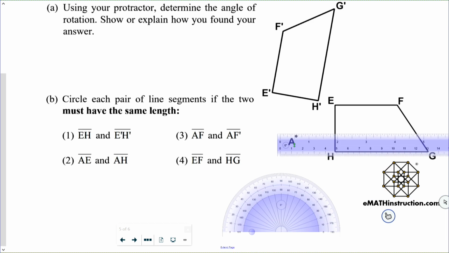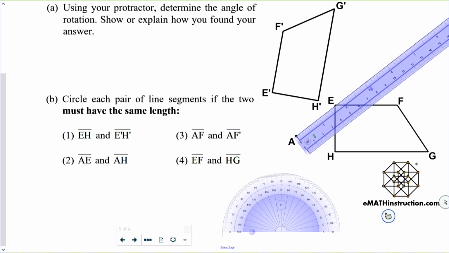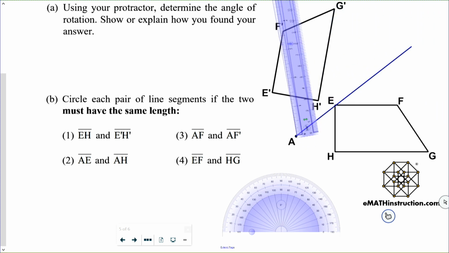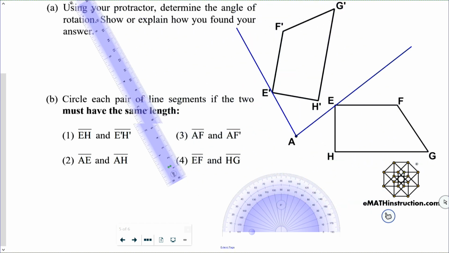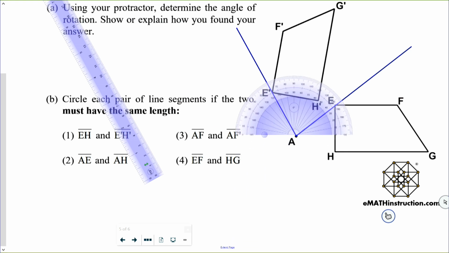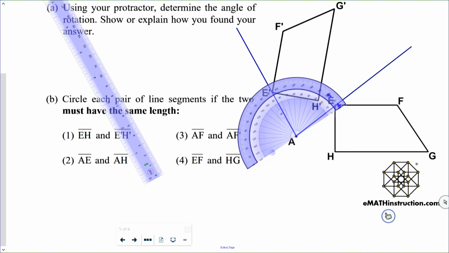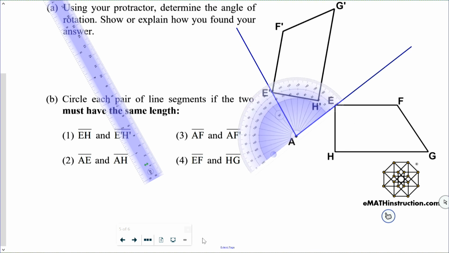And what I'm going to do is literally draw in this ray from A to E prime, or sorry, from A to E. And then I'm going to draw this ray in from A to E prime. All right, that angle is going to be my angle of rotation. That must have been the angle that I rotated E.